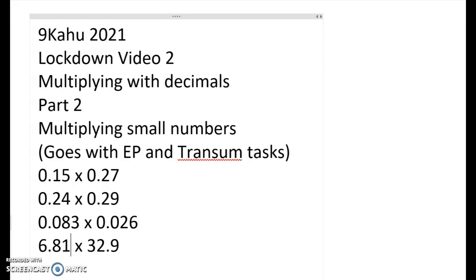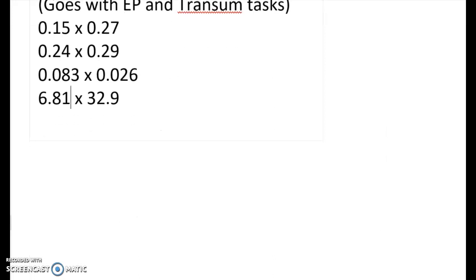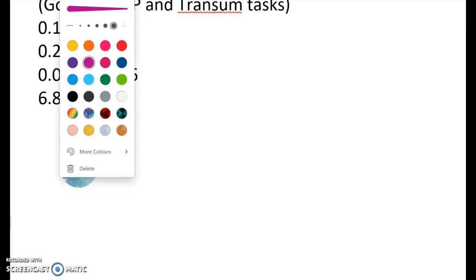So I'm going to do those 4 examples that are up there, and if you want to just write those down into your book and leave some space to work through them, a big enough space to do the grid method on each. So let's start by looking at this first one, which is, whoops, that is the wrong pen. Let's just change the pen.